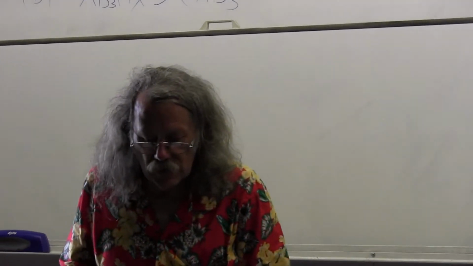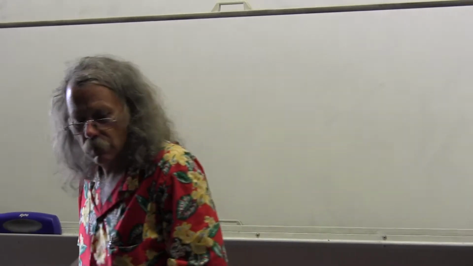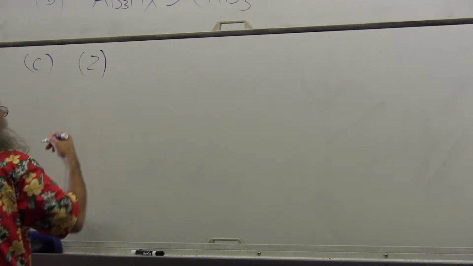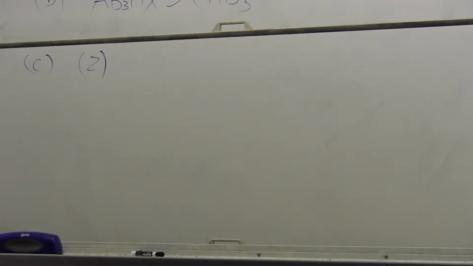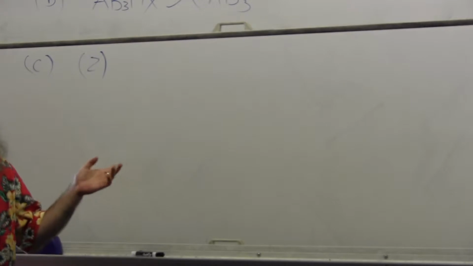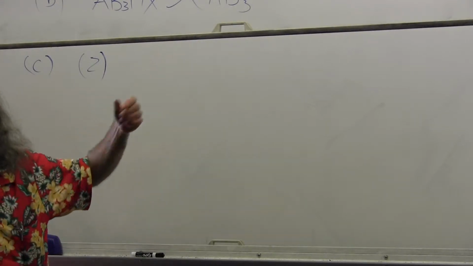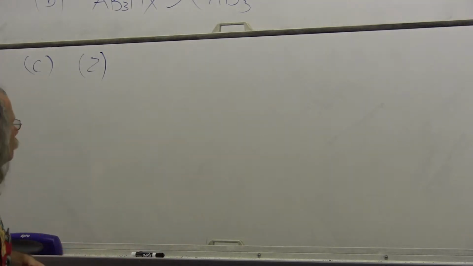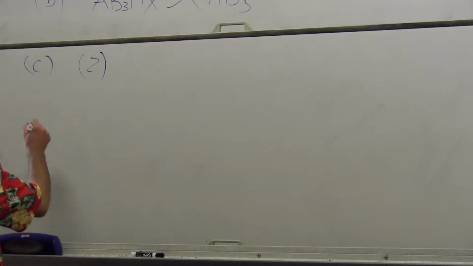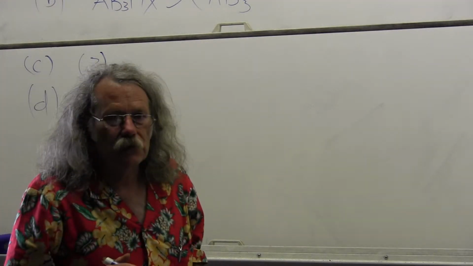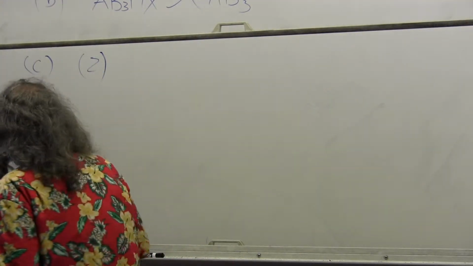And so now C is, which is the rate determining step? That was pretty easy. And like I say, you know that because step 2 is the what step? The slowest step, the one with the highest activation energy. Okay. So, D, what is the catalyst? M.